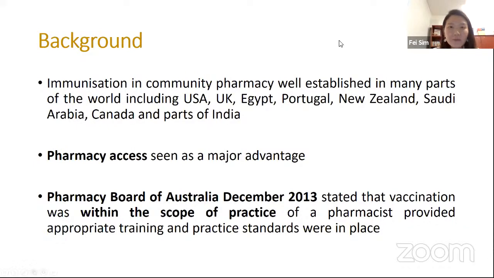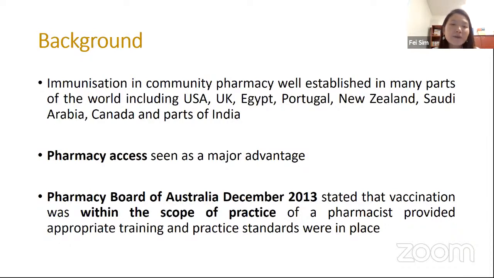So that's my second point here, which is to say that pharmacy access is seen as a major advantage because, like in Indonesia, in Australia, you have a pharmacy everywhere. Pharmacy is very easily accessible. So people in the community can easily go to a pharmacy and get vaccinated. So the idea is to get as many people vaccinated as possible.